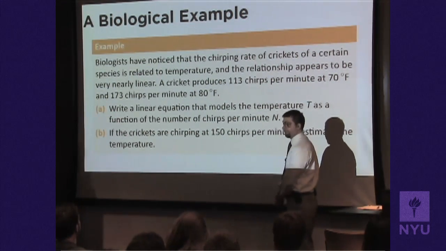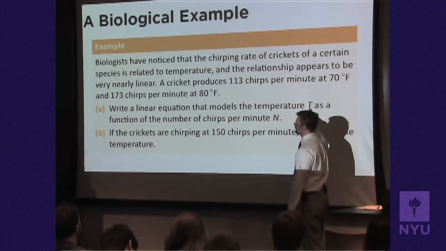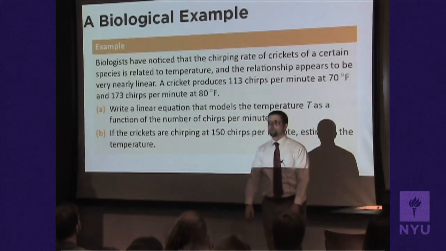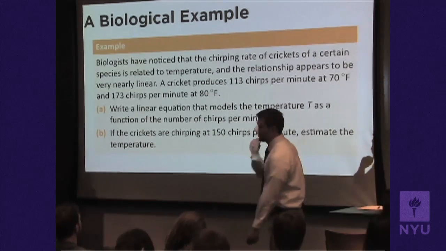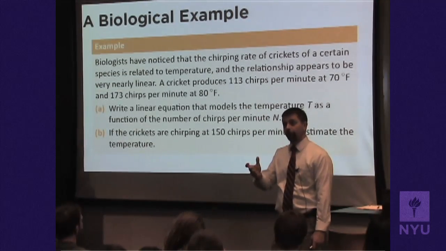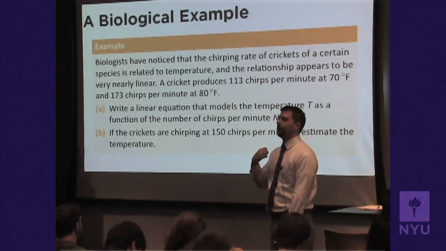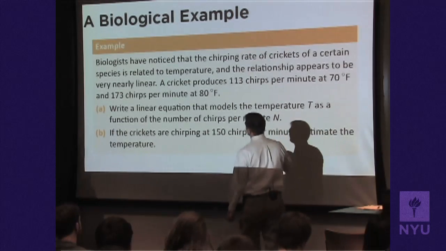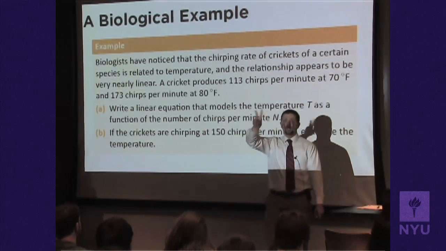And in part A, it's a little step along the way. Write a linear equation which expresses temperature as a function of chirps. Well, how can we do this? In the previous example, we were given a rate of change. We were told that for every fifth of a mile increase in distance, we were charged an additional 40 cents of fare. Is that represented here in the information we're given? No, it's not. Instead, though, we have two data points.